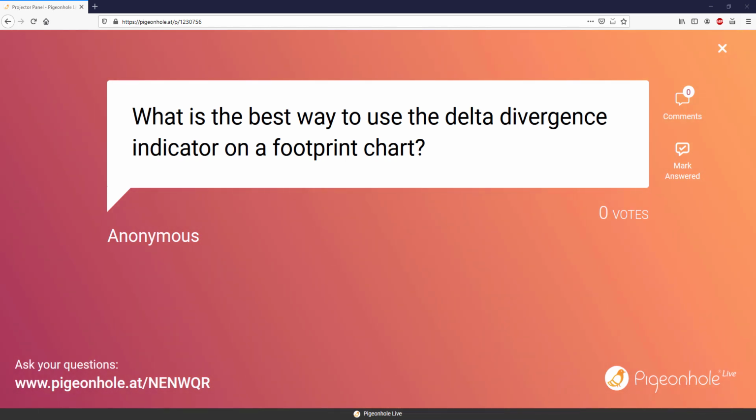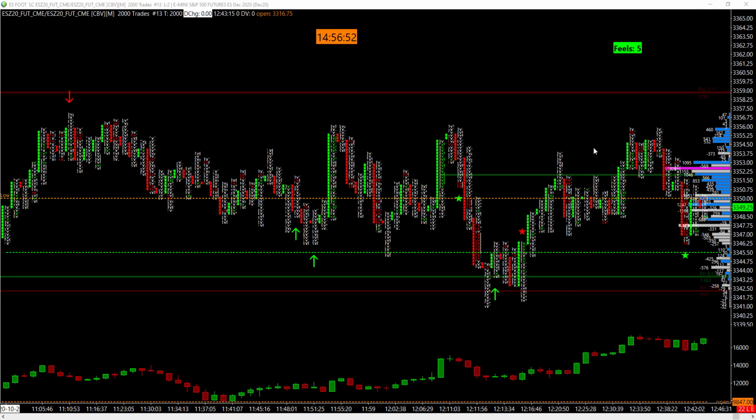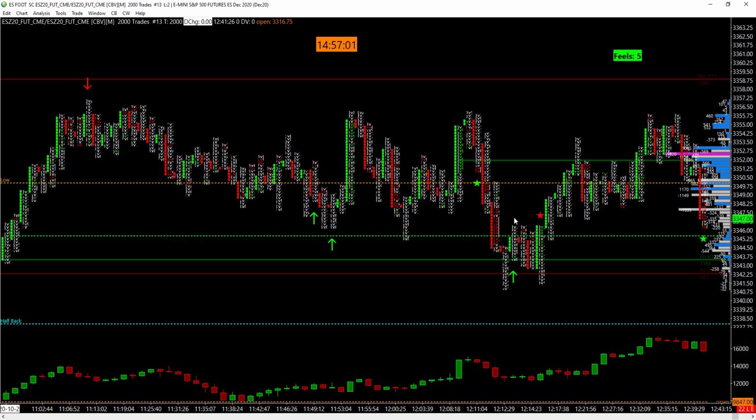Let's see. What are the stars indicating? The stars are exhaustions. Yeah, we have one right here and here. They often happen whenever stops get hit.